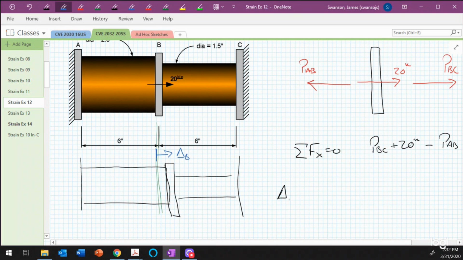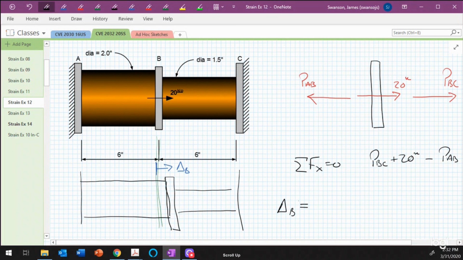Delta B, not delta C. Delta B. So I write C again. Delta B. Now, delta B, that's a displacement of point B, and it's moving to the right. That corresponds to a stretch of segment AB, but it corresponds to a contraction of segment BC. And since it's a contraction, it gets a negative sign on it like that.